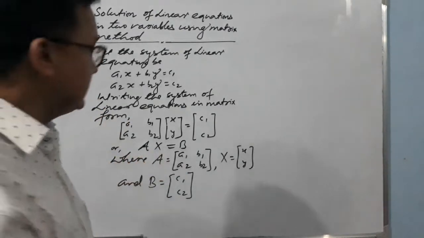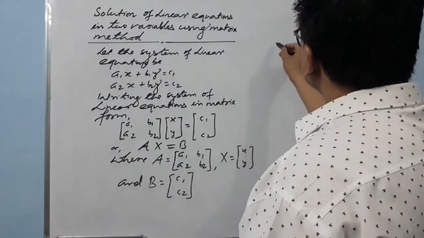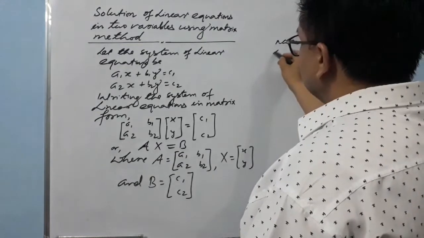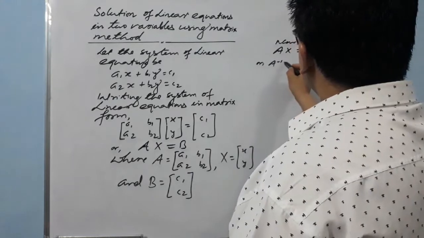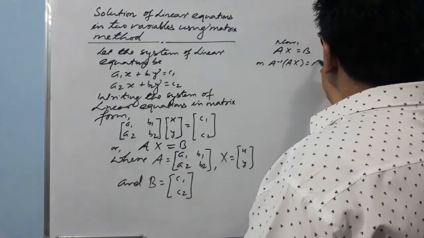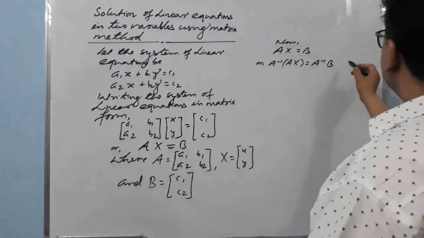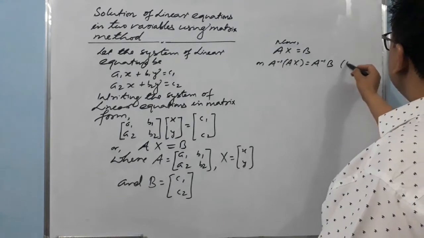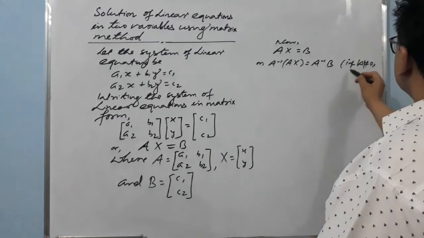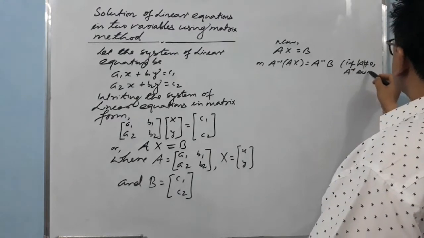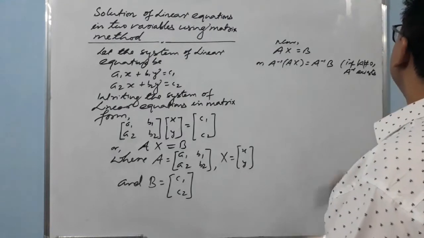AX equals B. Now let's see how to find the values of x and y, how to find the matrix X. Now let's write AX is equal to B. Let's multiply both sides by A inverse. If the determinant of A is not equal to 0, then A inverse exists, right? So we can multiply.